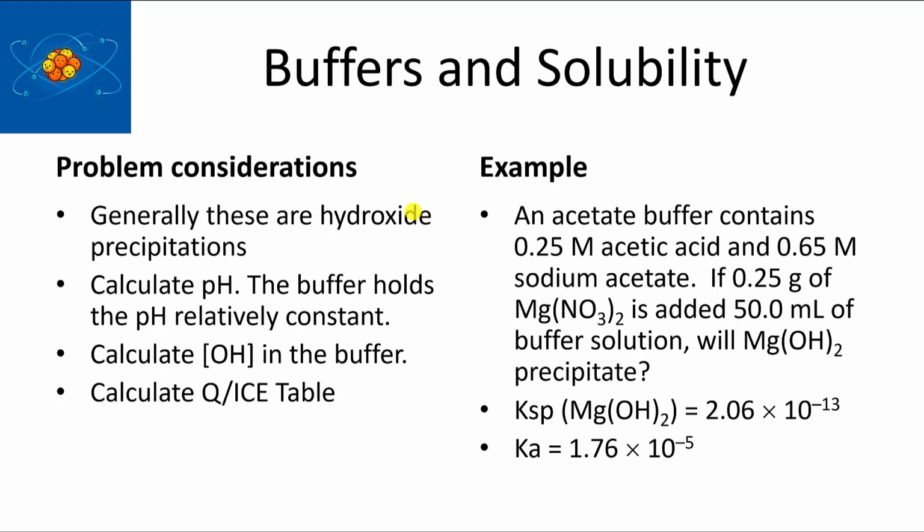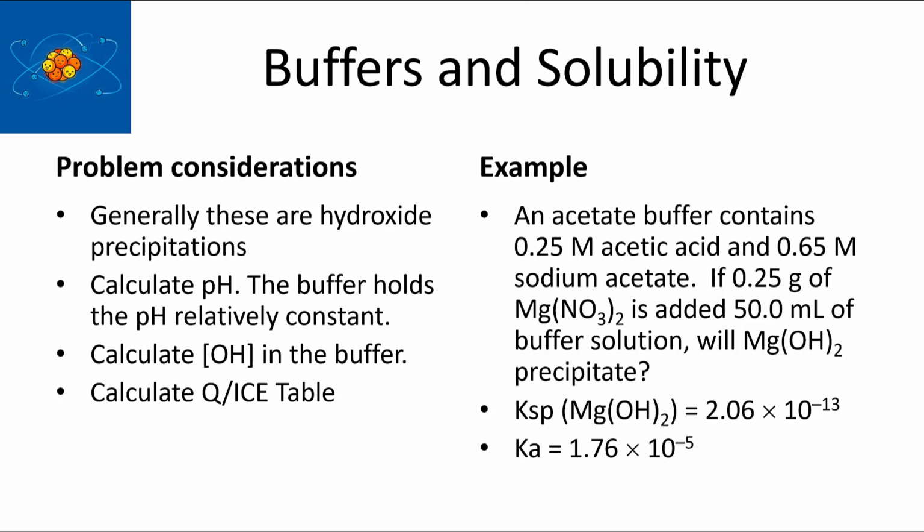Okay, so another kind of problem that you run into are solubility problems involving buffers, because as we pointed out, carbonates, which are conjugate bases of weak acids, and things like sulfide or hydroxide, these are all things that are generally insoluble, and their concentrations are all affected by pH. And so you oftentimes will see a buffer in a problem.